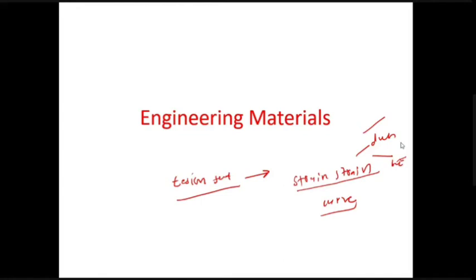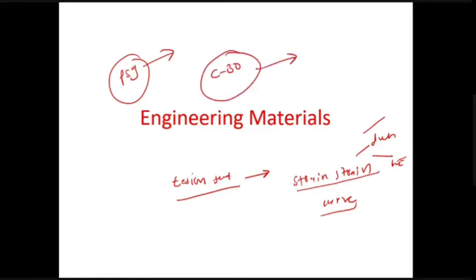All this stuff is experimentally done and placed in the PSG design data book. You just have to go and select the material. Let us say you are selecting a C30 carbon steel. Is it a ductile material or a brittle material? It's a ductile material. So see what the yield strength is for the ductile carbon steel. From the PSG data book, you will directly get it.